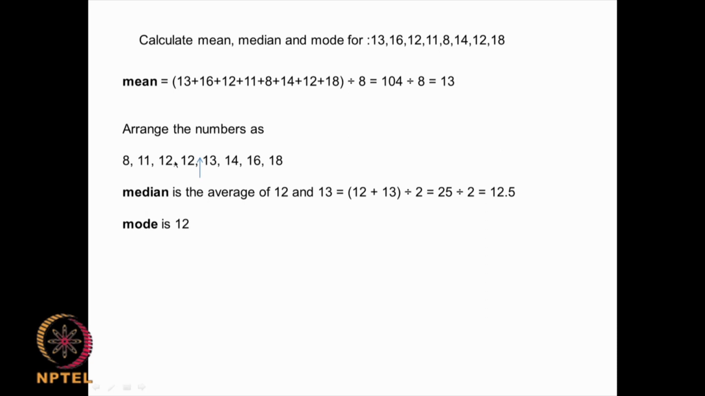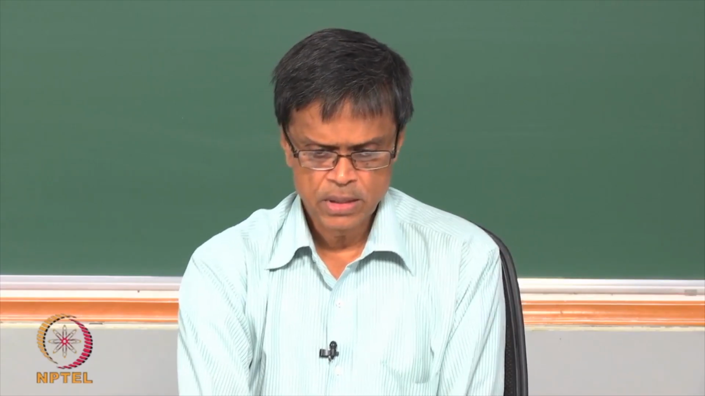And generally for a normal distribution the mean, median, mode are the same. That is why normal distribution is called a uniformly distributed data set, and it will look like a bell shaped, well distributed data set. Okay.